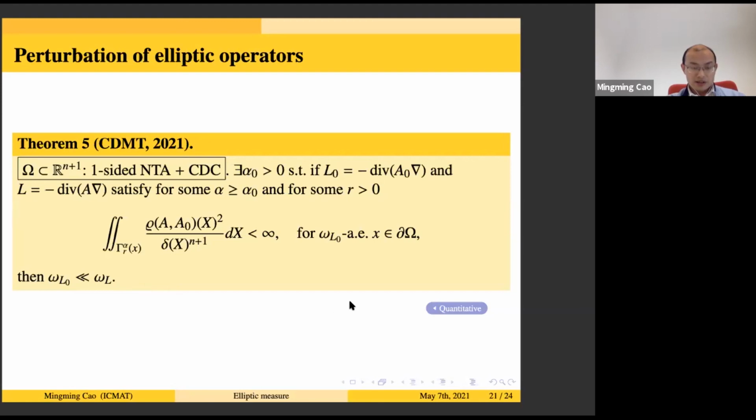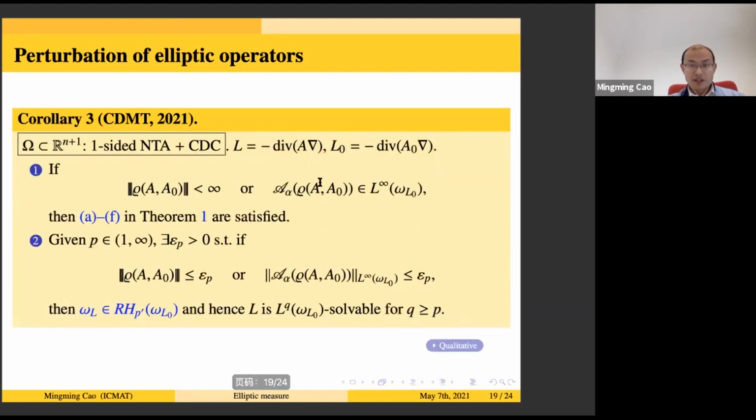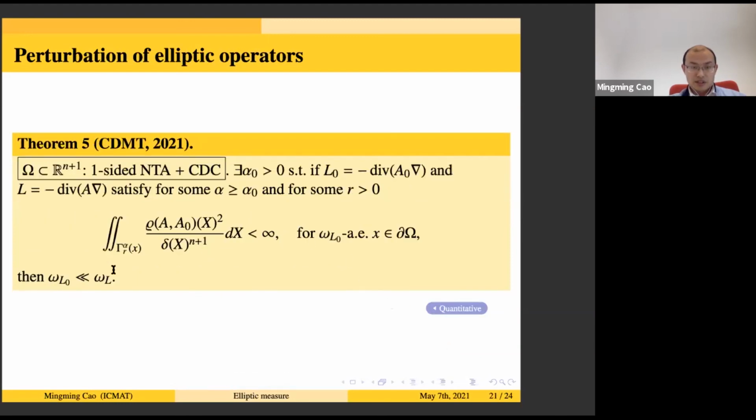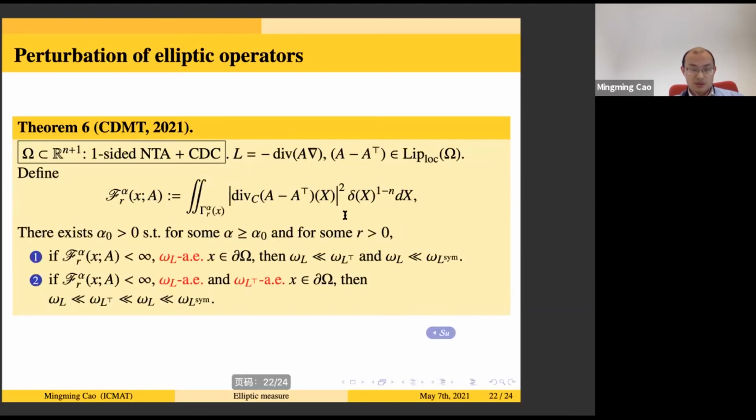And let us compare this result with omega L in A infinity. Here, to get omega L in A infinity with respect to omega L zero, it requires that the quadratic function is bounded. But now to get the absolute continuity, we only need that the truncated quadratic function is finite almost everywhere. Theorem 5 concerns the perturbation between L and L0. Next, we consider only one elliptic operator and study the perturbation between L and L transpose, the transpose of L, and the symmetric part of L.